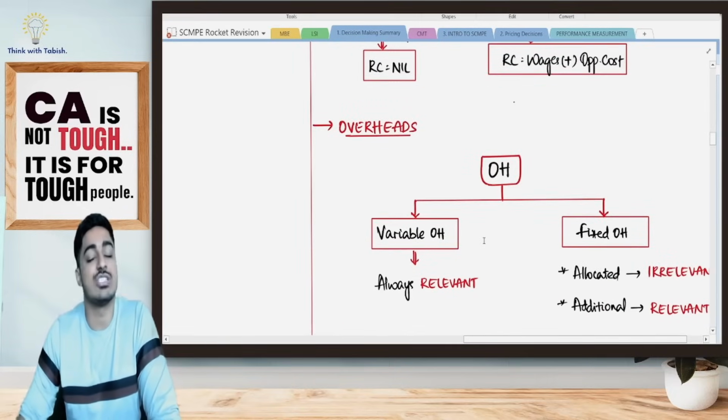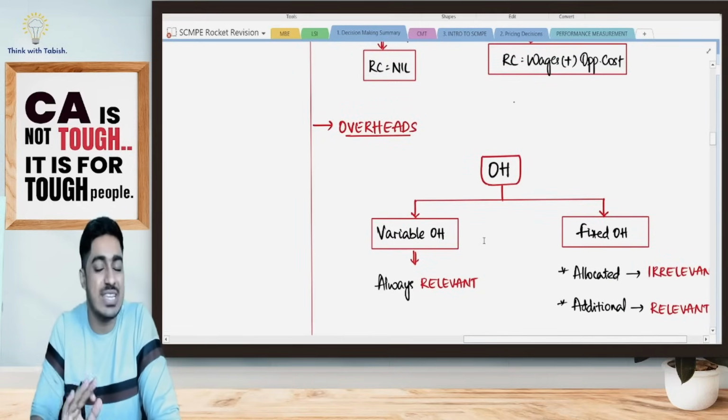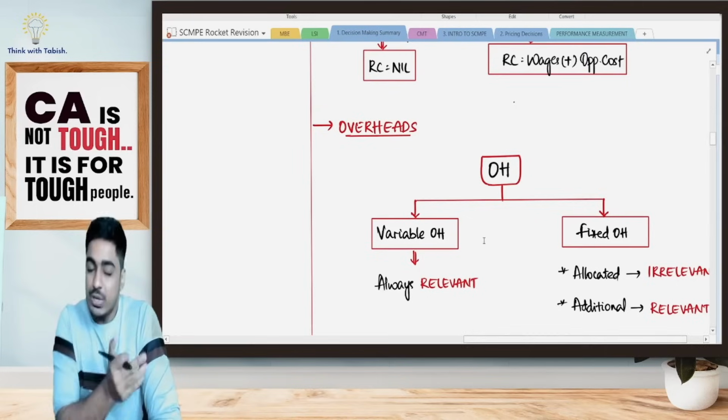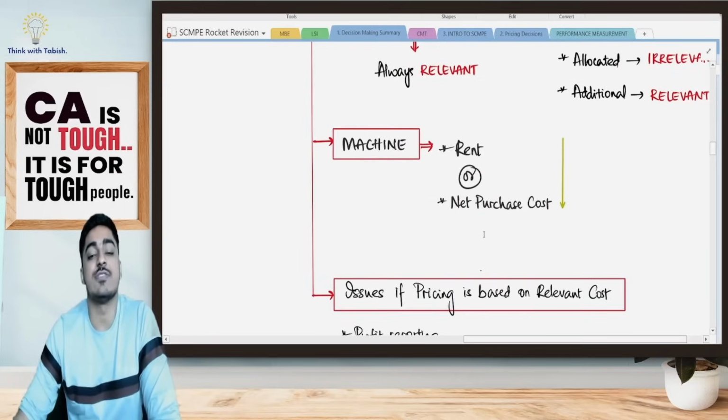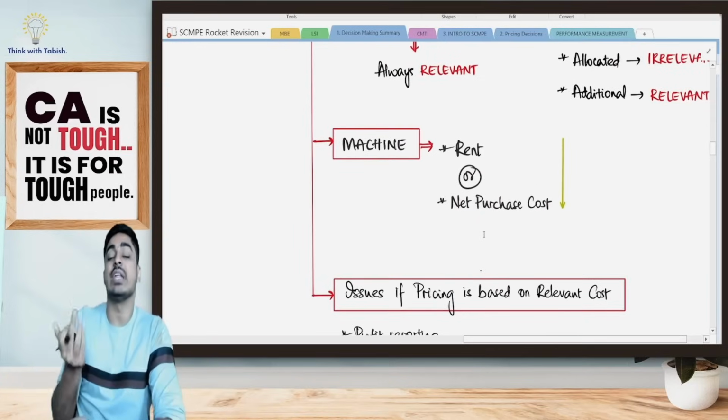Is it clear? In case of overheads, variable overhead is always relevant. Fixed overhead, if it is allocated, is irrelevant. If it is additional, it is going to be relevant. In case of machine, yes, the rental value or the net purchase cost.